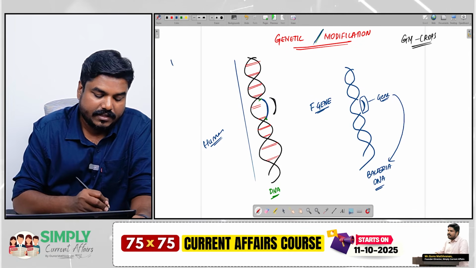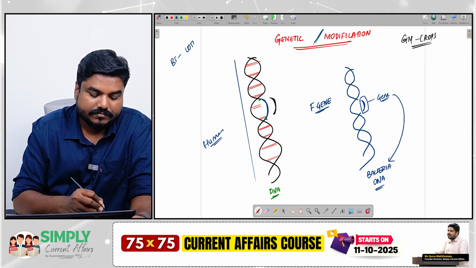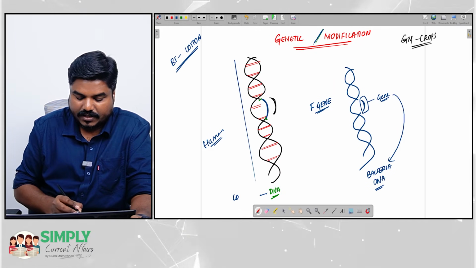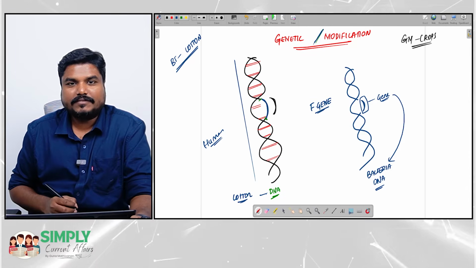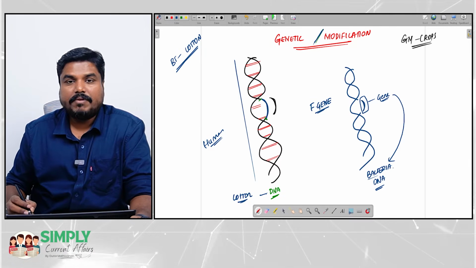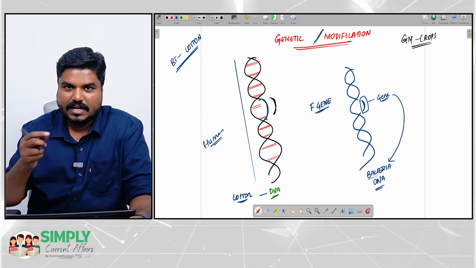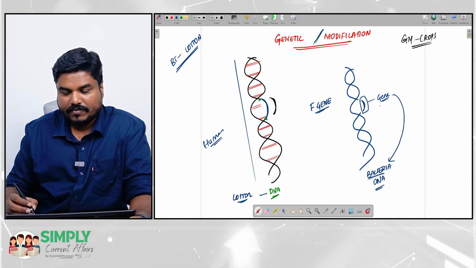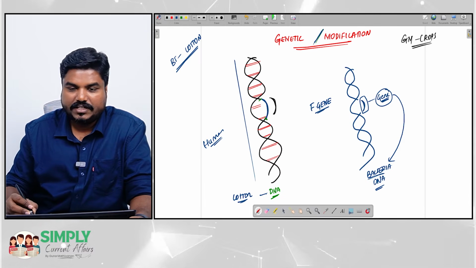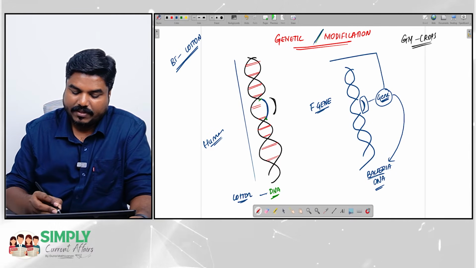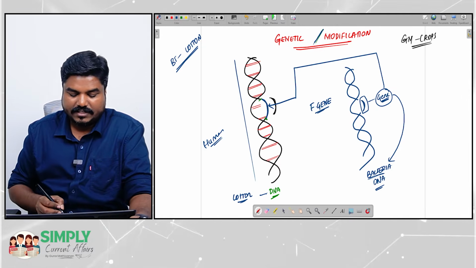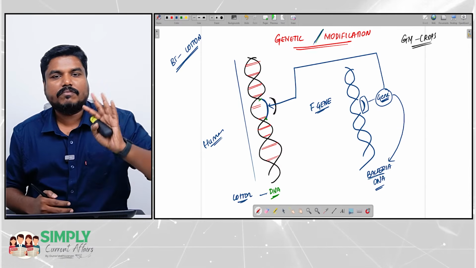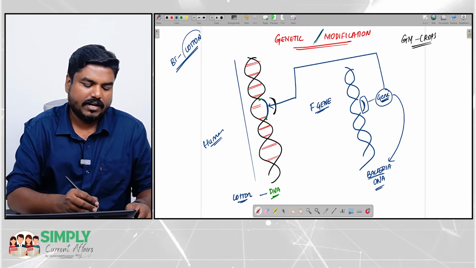So if you take this BT cotton, now assume this is cotton DNA. Now assume this is BT, Bacillus thuringiensis, that is a soil bacterium. So I took a bacteria's DNA and from that I removed a specific gene. Now this specific gene, I am inserting it in the cotton DNA and I am making the cotton DNA more powerful. So actually with respect to cotton, what is the problem?